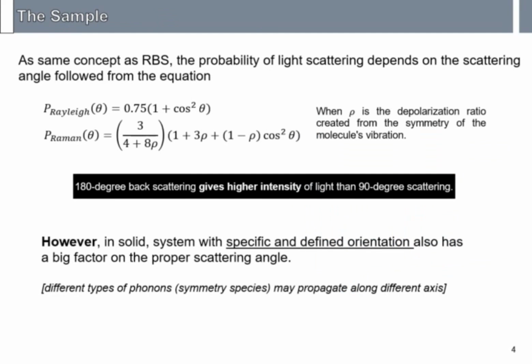The concept for the sample is actually the same as the RBS technique, in that each scattering angle provides light differently. So the probability of scattering at the Rayleigh angle and the Raman angle are different, depending on these two equations. From the equation here, we can see that 180-degree backscattering gives a very high intensity of light, more than 90-degree scattering. This can be used in solids, liquids, and gases. However, in solids there is one more factor: a system with a specific defined orientation also has a very big effect on the proper scattering angles.